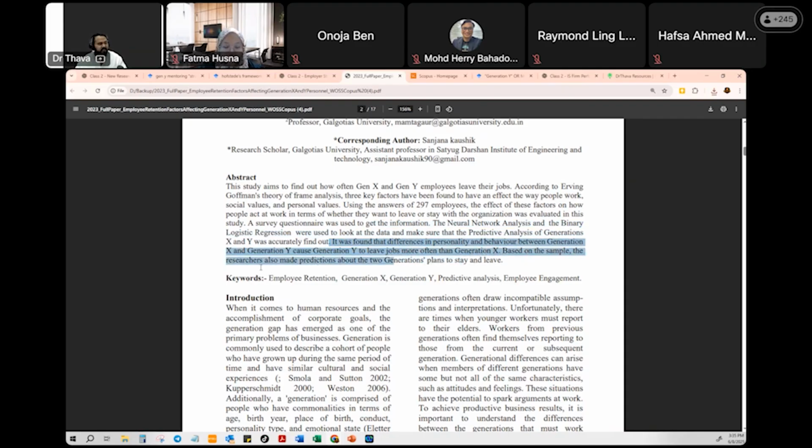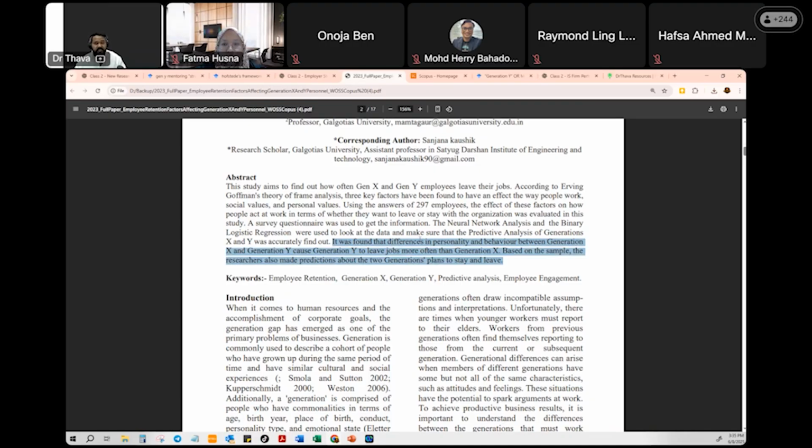Based on the sample, horrible English by the way, the researchers also made predictions about the two generations' plan to stay and live. See, these are the kind of papers that ChatGPT will be showing. Look at the quality of this paper. It's horrible, horrendous.